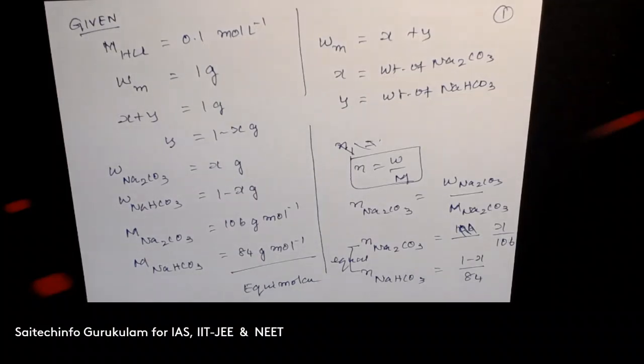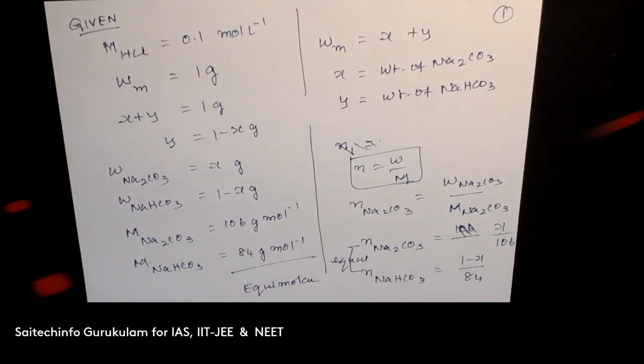Let us consider this problem. How many milliliters of 0.1 molar HCl are required to react completely with 1 gram mixture of sodium carbonate and sodium bicarbonate containing equimolar amount of both?